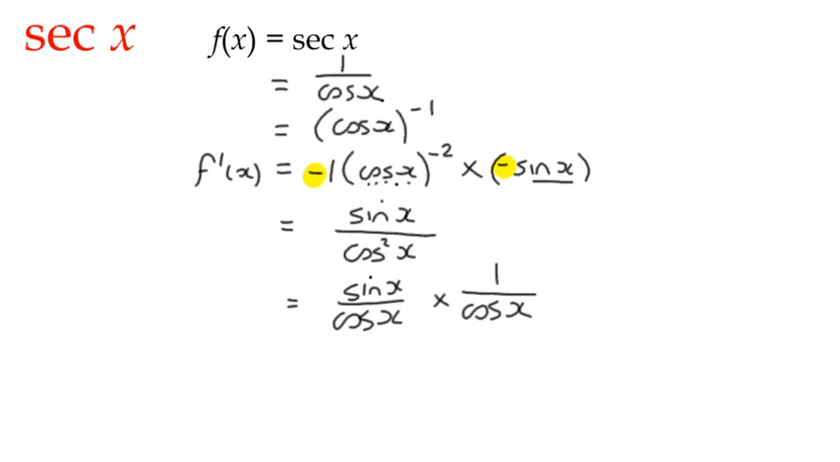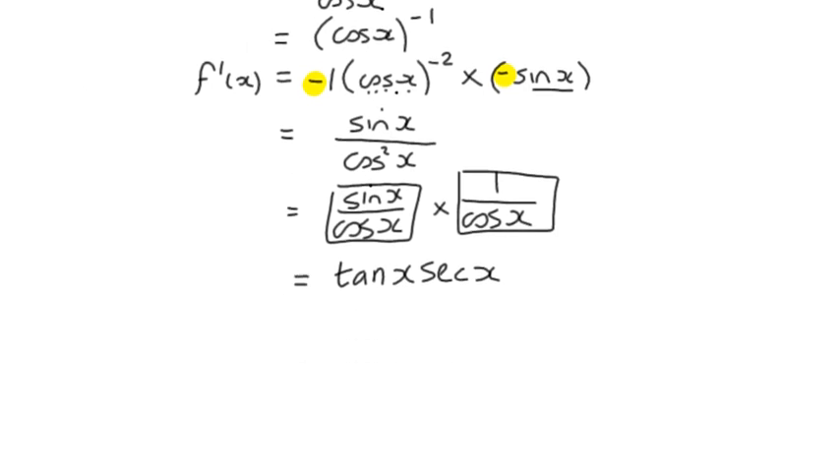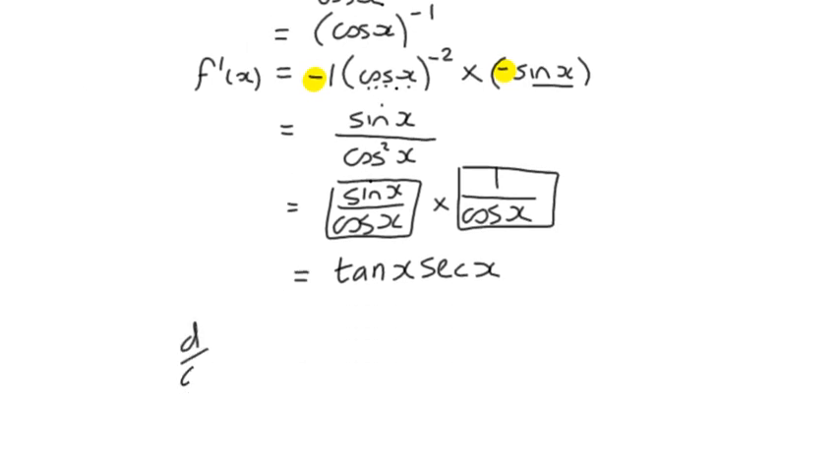So we have decomposed one fraction term there into 2, and the reason why we do that is that sine x over cos x we know is tan x, and 1 over cos x we've already defined as sec x. In other words, we have just shown that the derivative of sec x is tan x sec x, or sec x tan x. It doesn't matter which way around you write them.